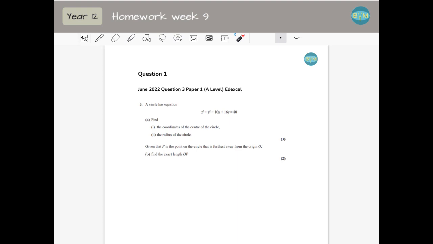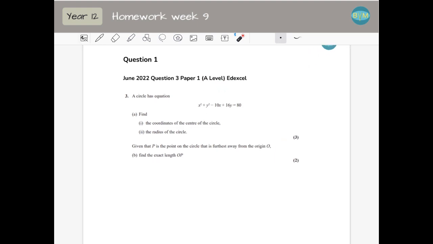Hello, this is question 1, and it's a question that is in an A-level paper, so a year 13 paper, but it's all year 12, so nothing different. A circle has this equation, and we have to find the center and the radius.